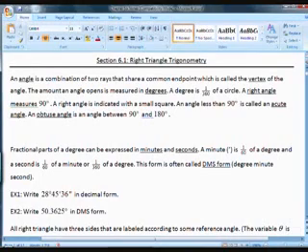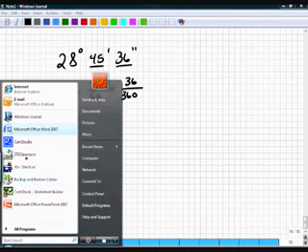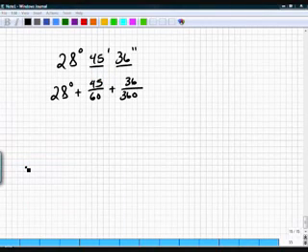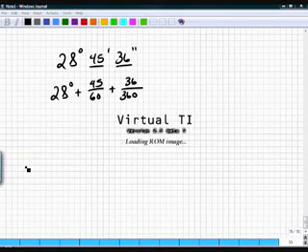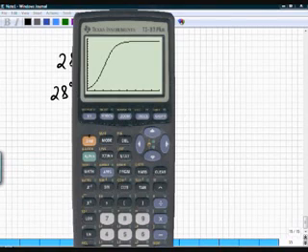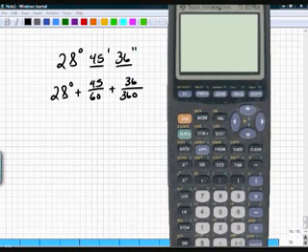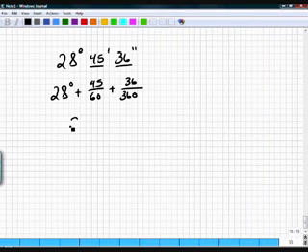Let me pull up my calculator and we'll work this. So you've got 28 plus, now we'll go ahead and put it in parentheses, 45 divided by 60 plus 36 divided by 360, enter, 28.85 degrees.